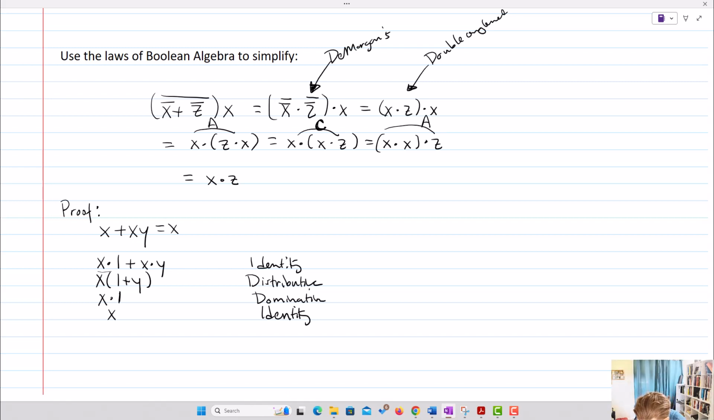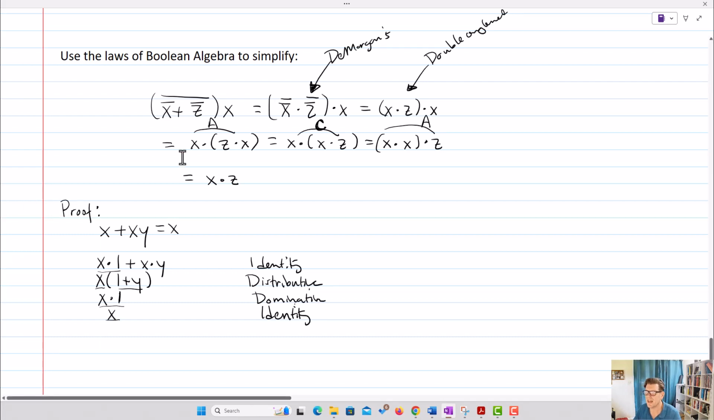What we did, we had a little trick. We multiplied by x times 1 and then x times y, and that allowed me then to go through and distribute, or basically to factor. I'll factor out the x. And then 1 plus y, that's going to always equal 1. Anything that we add 1 to is going to end up being 1. That's my domination. And then when I multiply anything by 1, it's going to give me back the value as well, and that's identity. And we're done. And that actually is a proof.